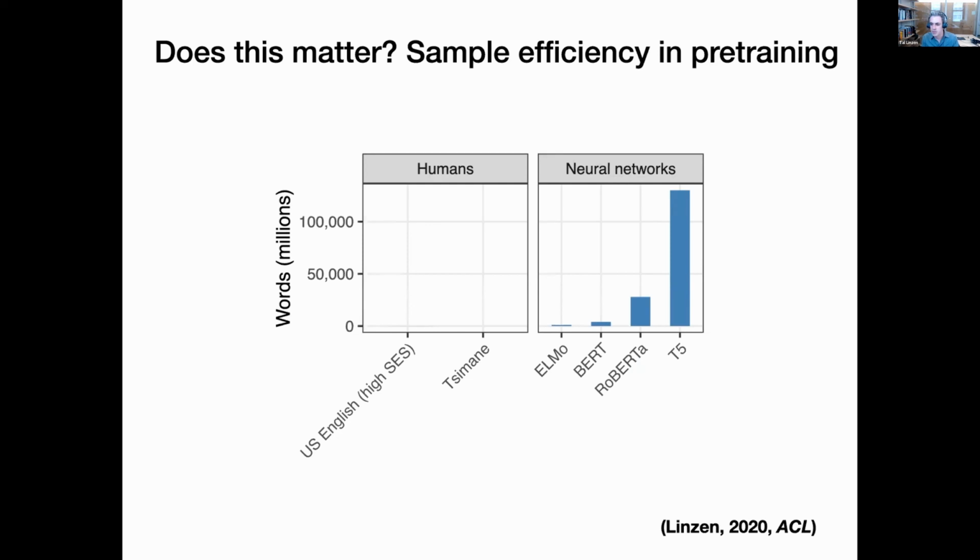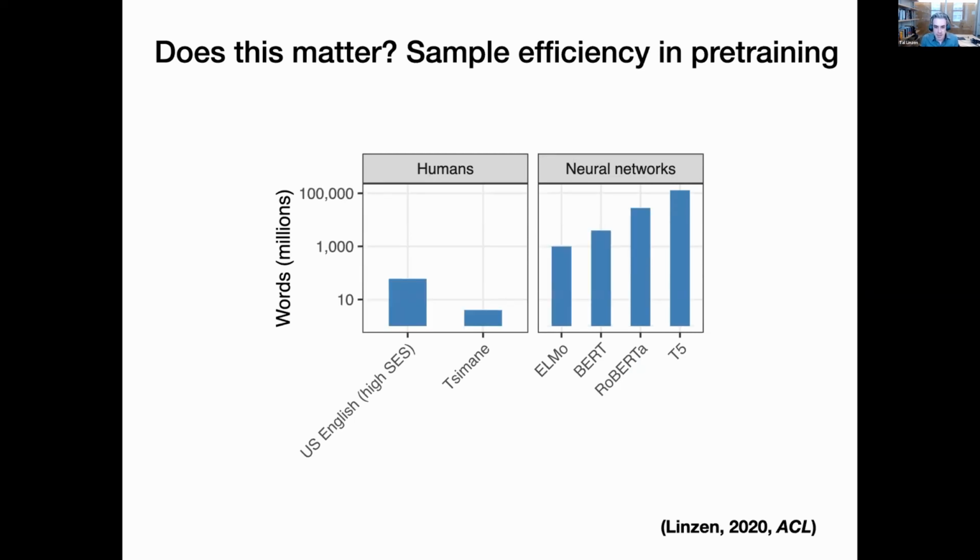This is a plot where I try to compare the amount of data that humans and neural networks learn from. You can't even see the amount of data on the human side because the scale is so different, but here it is on the log scale. But basically, humans learn language from orders of magnitude less data than language models, and I think it would be nice to have a language model that has this property.